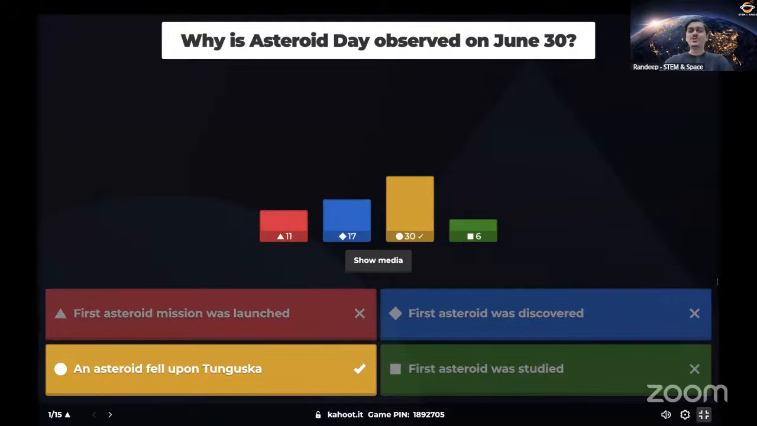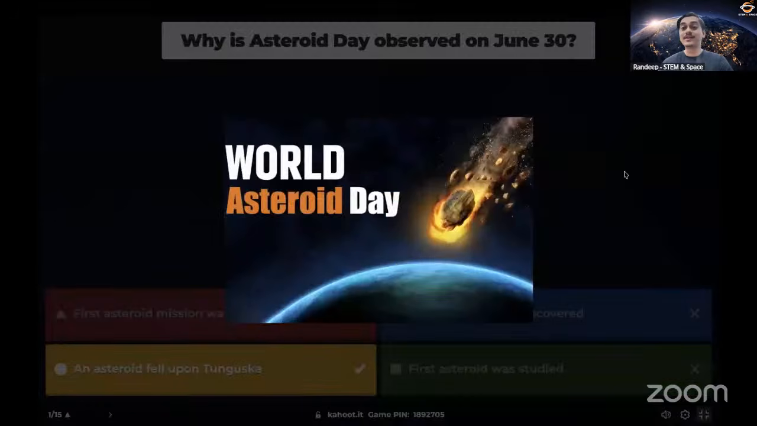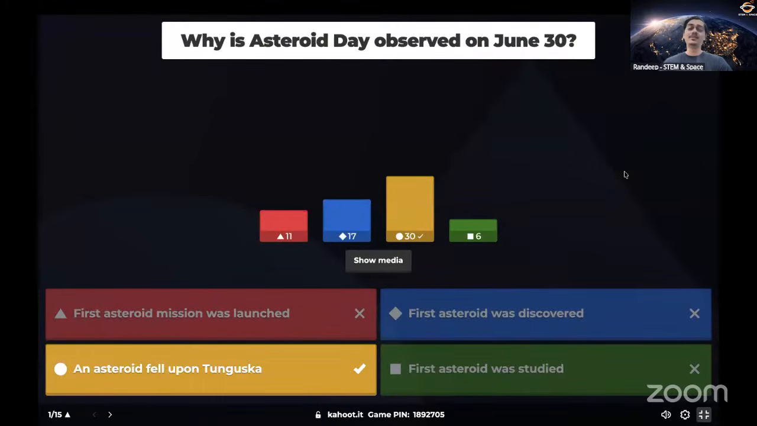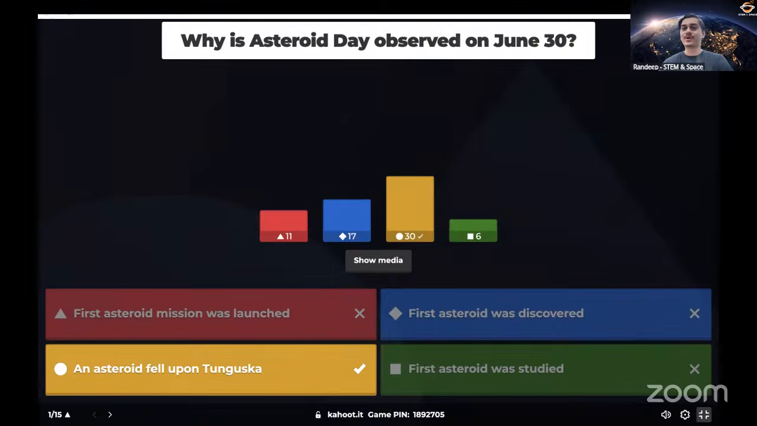Well, a majority of you have actually answered it correctly, and that is an asteroid actually fell upon Tunguska, and that's what we had just covered even in the recap, that it is the Tunguska impact and its anniversary, which had occurred on June 30th, 1908. And that is the event for which we are actually celebrating Asteroid Day.